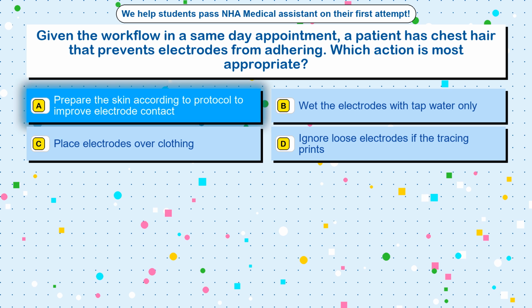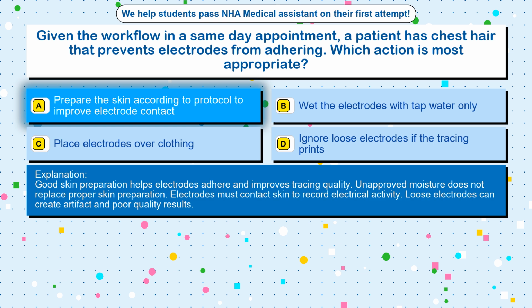The correct answer is option A, prepare the skin according to protocol to improve electrode contact. Good skin preparation helps electrodes adhere and improves tracing quality. Unapproved moisture does not replace proper skin preparation. Electrodes must contact skin to record electrical activity. Loose electrodes can create artifact and poor quality results.